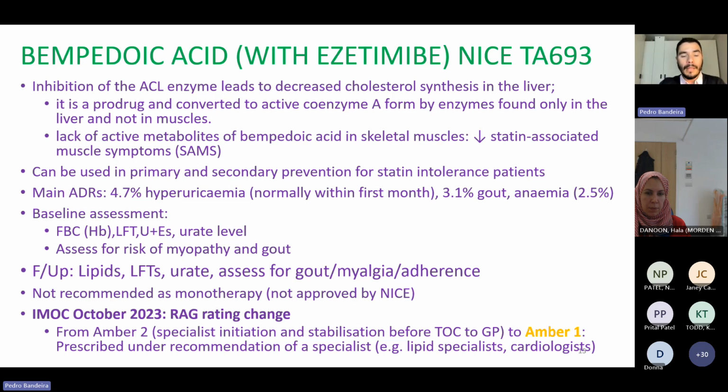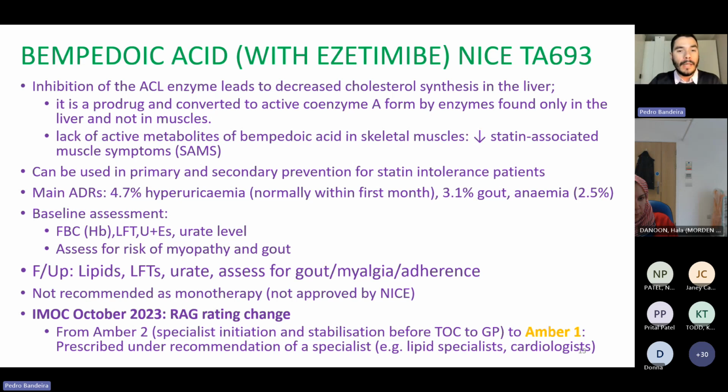And then the follow-up is normally done with a repeat lipid profile, liver function and urate, and assess for the gout symptoms. Sometimes you can have increased levels of urate not associated with gout, and in those cases, it's okay to continue the drug.